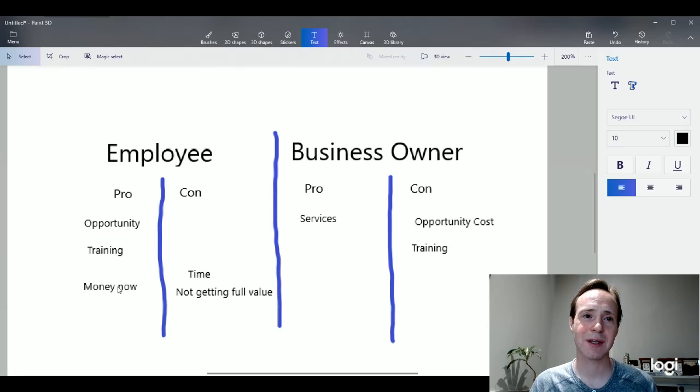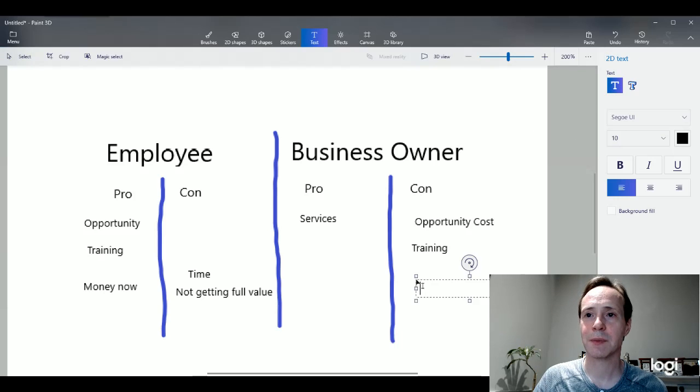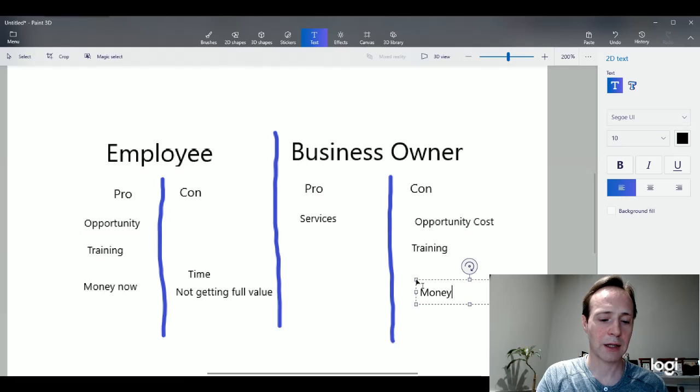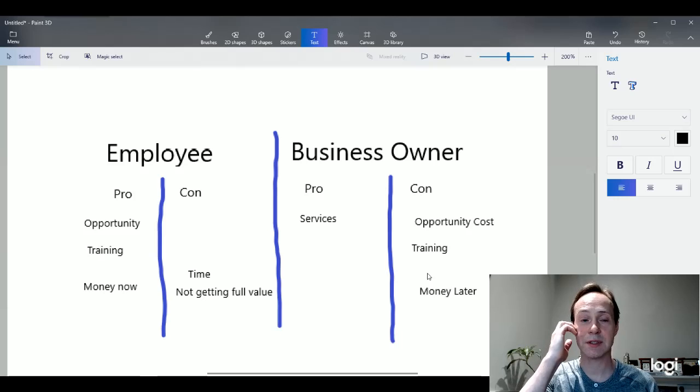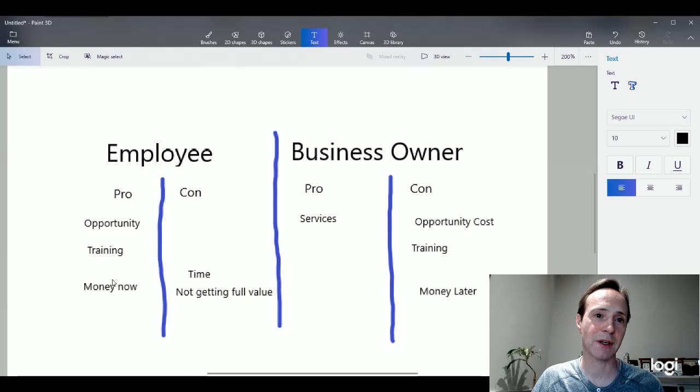So if you get money now, it has a different value than money later. And that's a con for the business owner. Money later. Okay? So the employee gets the benefit of having money today in their pocket, whereas the business owner gets the profit and all that stuff later. And it's a real gamble because that money later is uncertain.